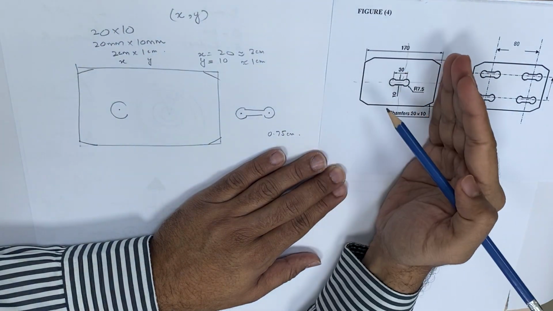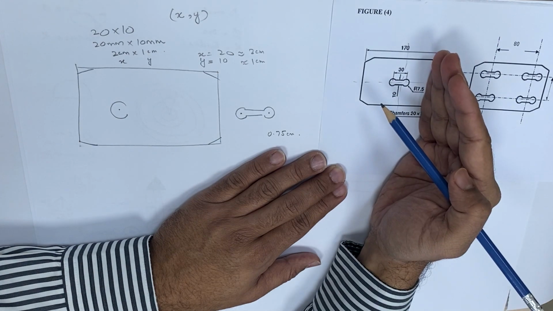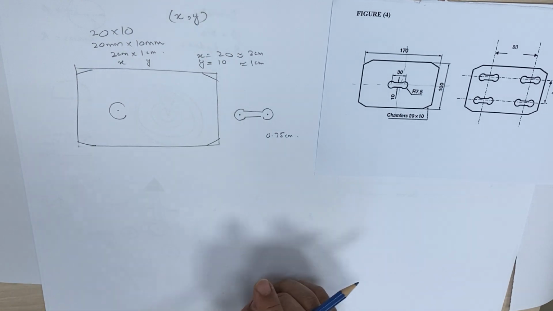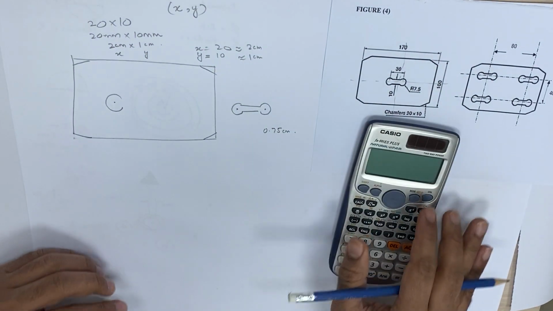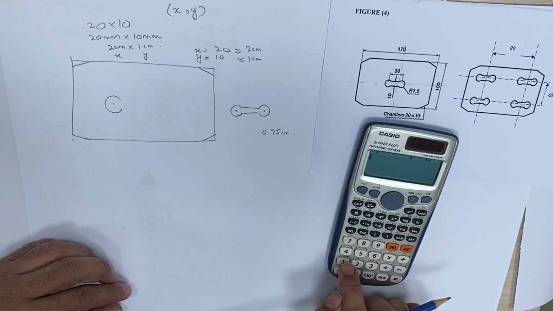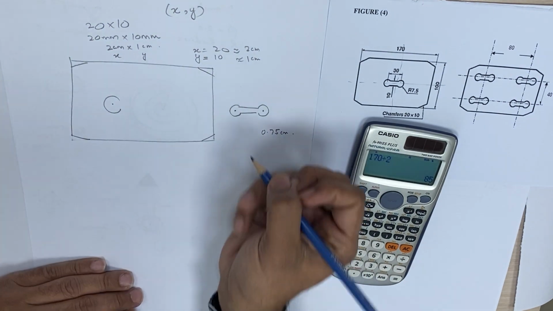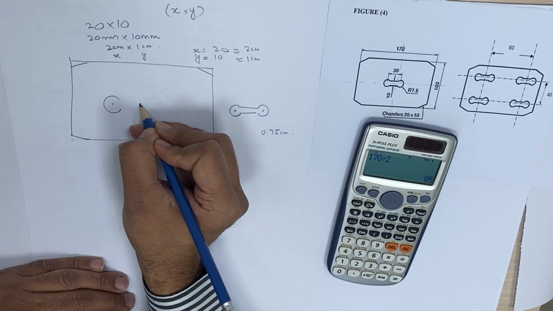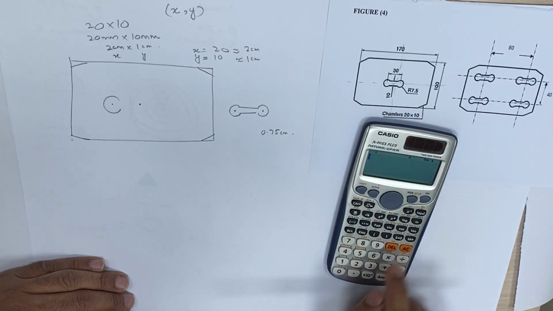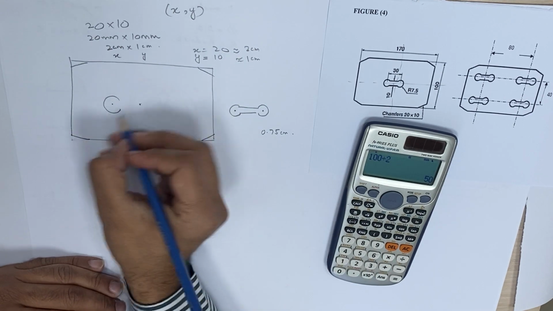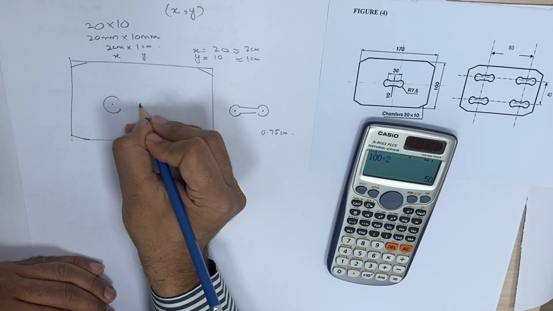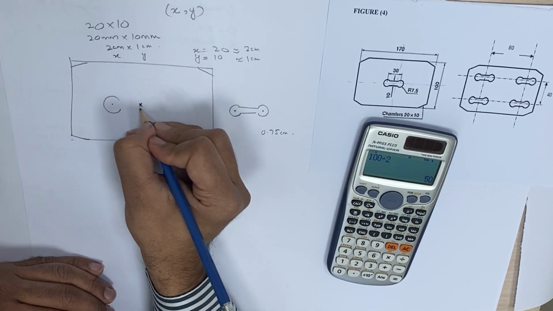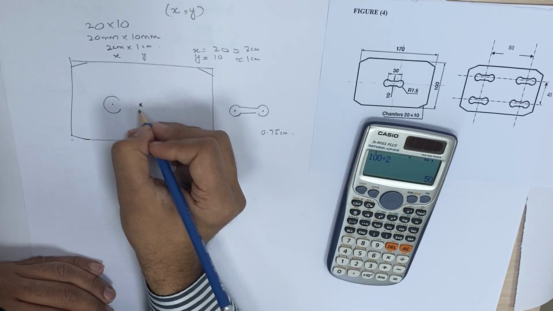So what is the center of 170? The center of 170 is just 170 divided by 2. Just do it. 170 divided by 2 will be 85. 85 from here, the center of this figure, and 100 by 2, 50. 50 from here. First of all, you just determine this point. Don't mark it on the drawing. Just determine it. Just put a spot like this.